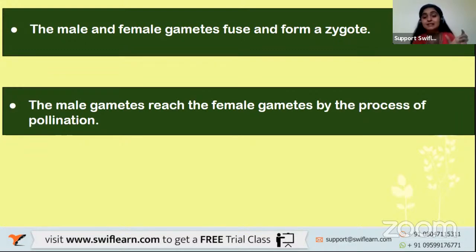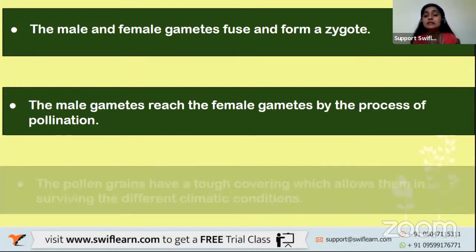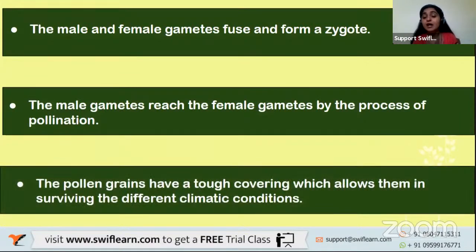I hope this new term is clear, pollination, where the male part reaches the female part. The pollen grains have a tough covering which allows them to survive different climatic conditions, right? That is needed because if a male plant is a little far away, the pollen has to fly or come with the water, so it needs a hard covering; otherwise, on the way to a female gamete, it can die in between.